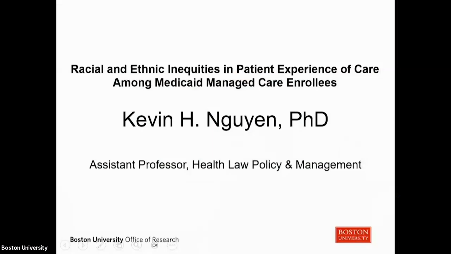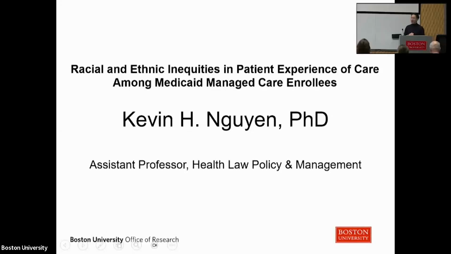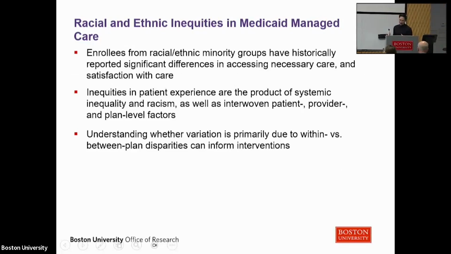I will be talking about econometric methods, or the role of health economics, and how we can measure and identify racial and ethnic inequities in patient experience of care in the Medicaid managed care program. Just to orient everyone, enrollees from racially and ethnically minoritized groups have historically reported significantly worse experiences of care, in the form of access to care as well as satisfaction with care, compared to their non-Hispanic white peers. This has resulted in these inequities in patient experience of care, which I want to note are the product of systemic inequality and racism, as well as interwoven patient, provider, and plan level factors.